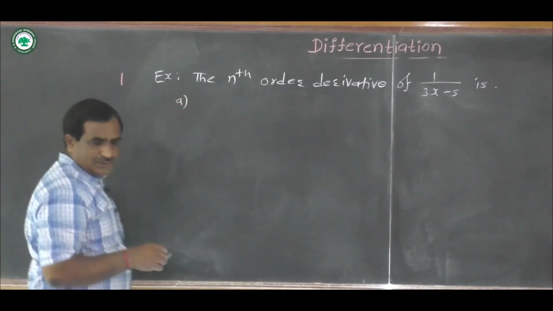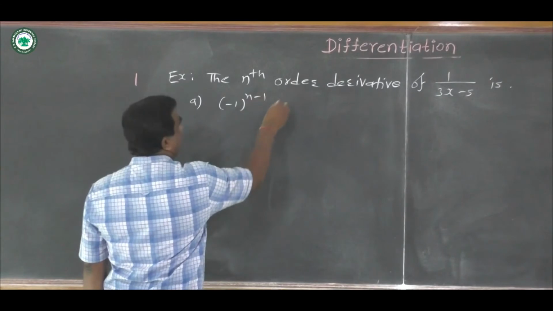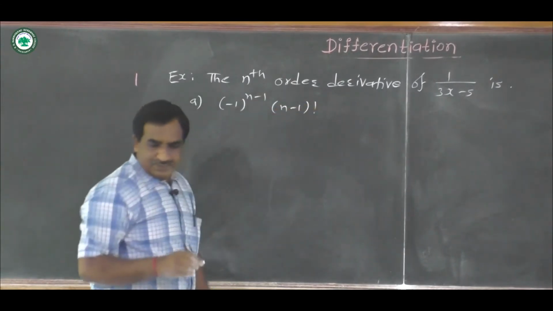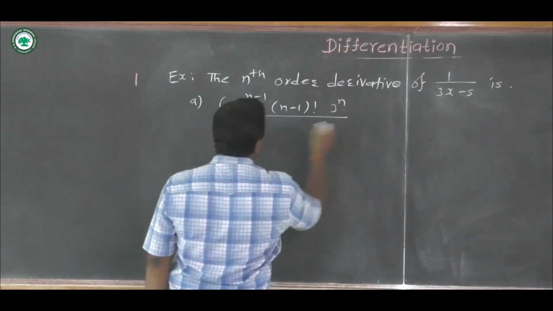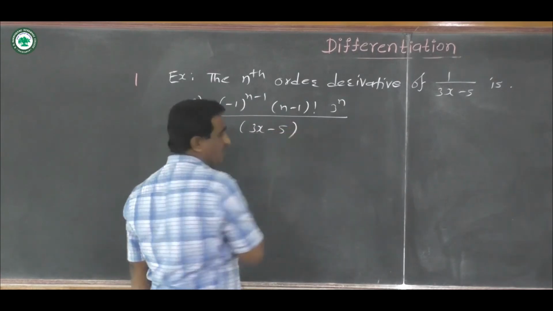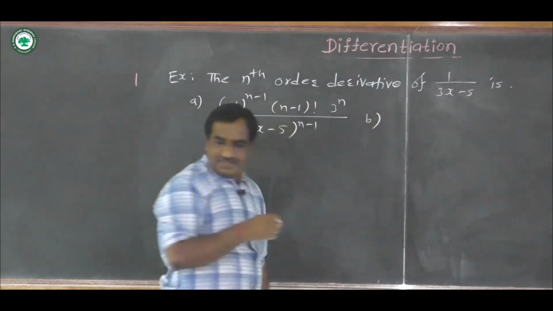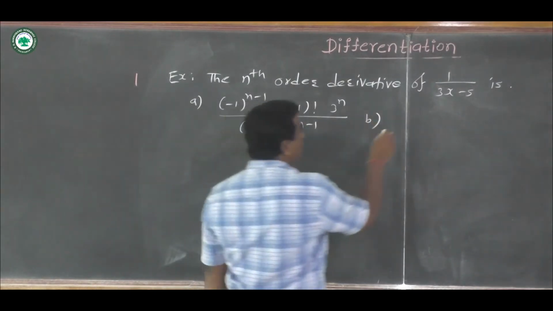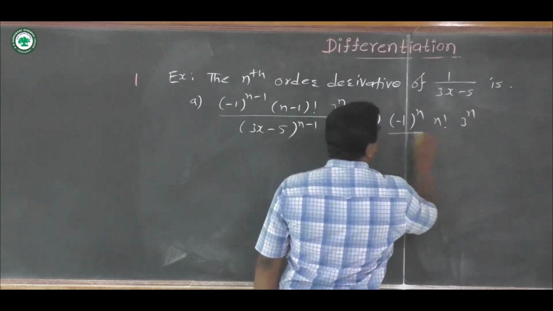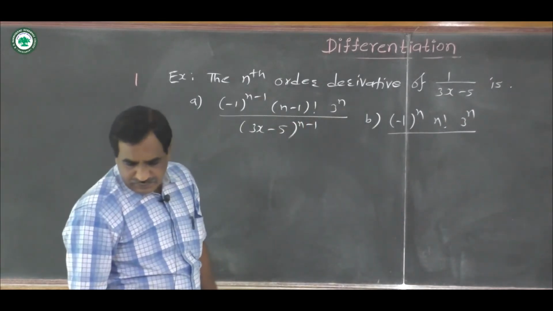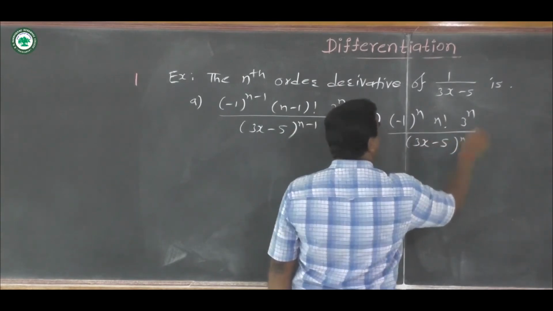Option A: minus 1 raised to n minus 1 into n minus 1 factorial into 3 raised to n upon (3x minus 5) raised to n minus 1. Option B: minus 1 raised to n into n factorial into 3 raised to n upon (3x minus 5) raised to n plus 1.